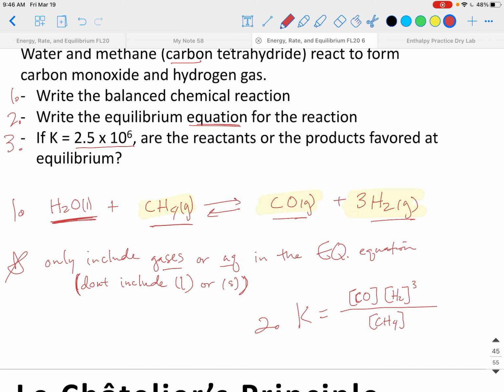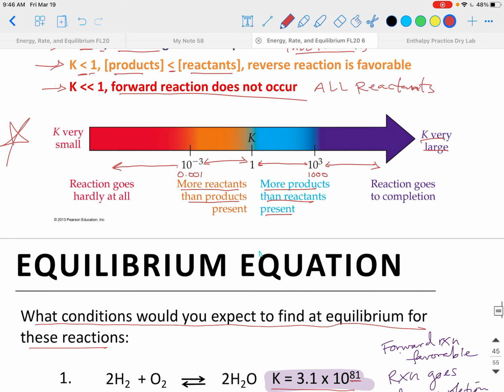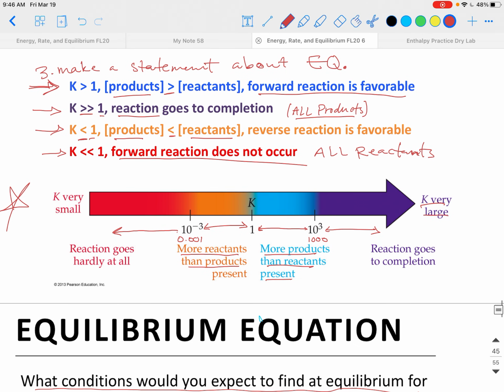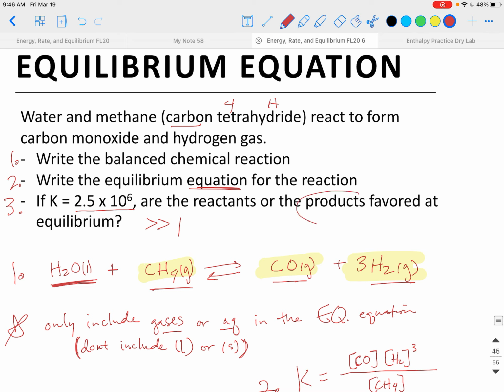If K is 2.5 times 10 to the power of 6, which is much, much greater than 1, right? Are the reactants or the products favored? Go look at that color-coded arrow. That corresponds to the purple section. So you're going to say what purple says. Reaction goes to completion, which means products are favored. I'm going to erase all my scribble and just highlight it. Products are favored. Okay.